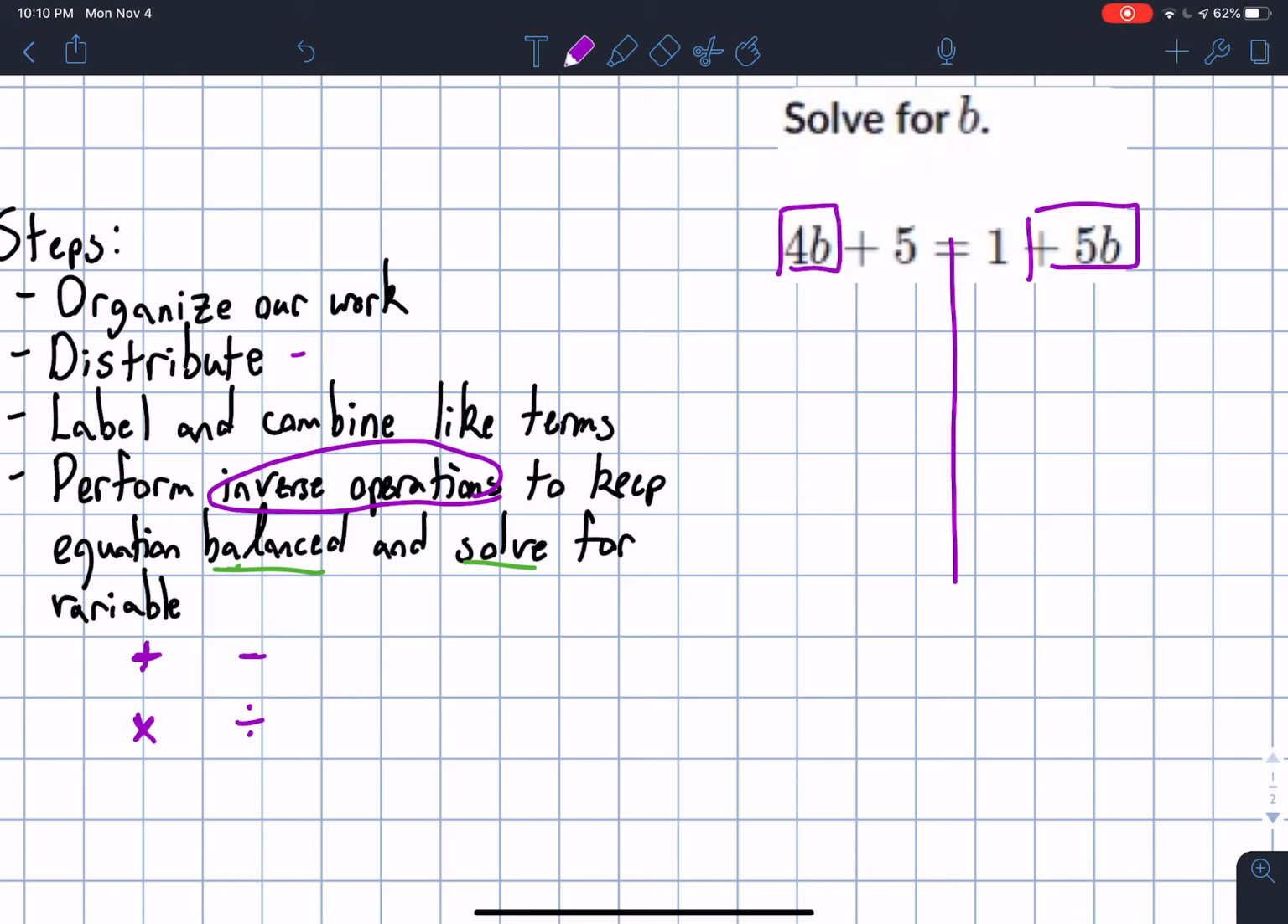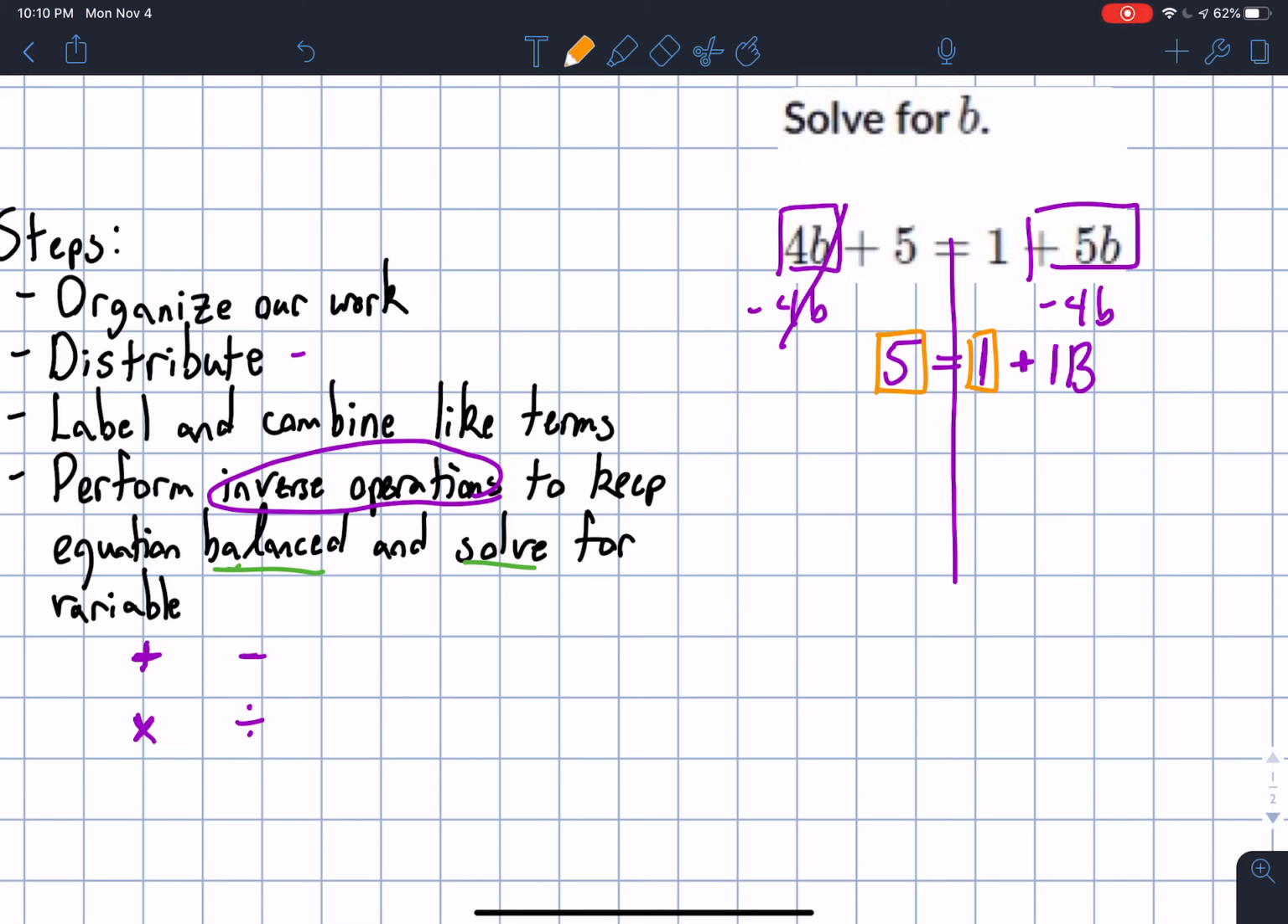And perform inverse operations. So the opposite, or inverse, of positive 4b would be subtracting 4b from both sides. That would cancel out. We end up with 5 equals 1 plus 1b. I'm going to do a capital B so we can understand. I'm left with my constants. This time, I'm going to label them so I know what I'm dealing with.